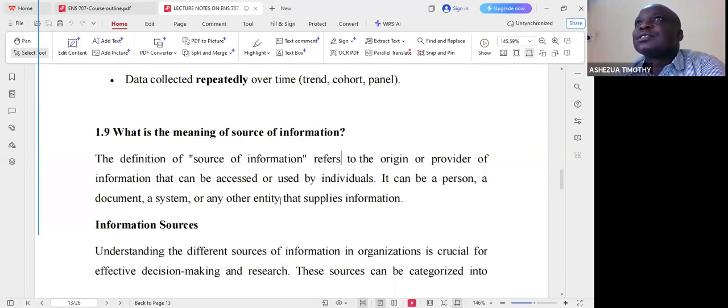If, for example, President Bola Tinubu called me online that he's going to give all students offering ENS 707 course 50,000 naira, and I break the news here, I'm the originator of that information. So I'm the source of information. If somebody asks you, "Hey, who is the source? Who brought that information? Where is the source of that information coming from?" You say it's coming from Dr. Titi Ashizo. I'm the source. Now, information sources.